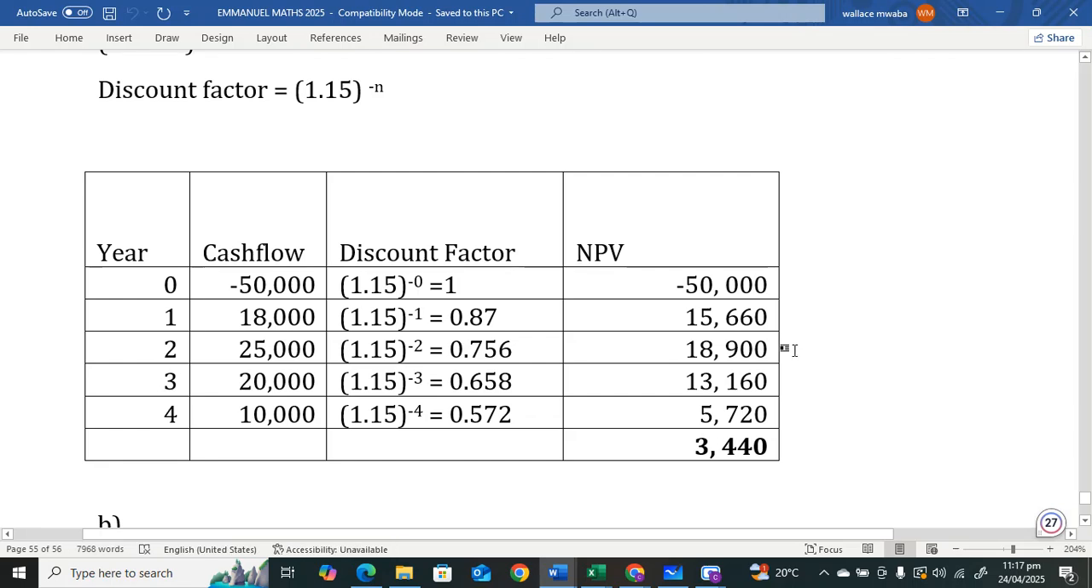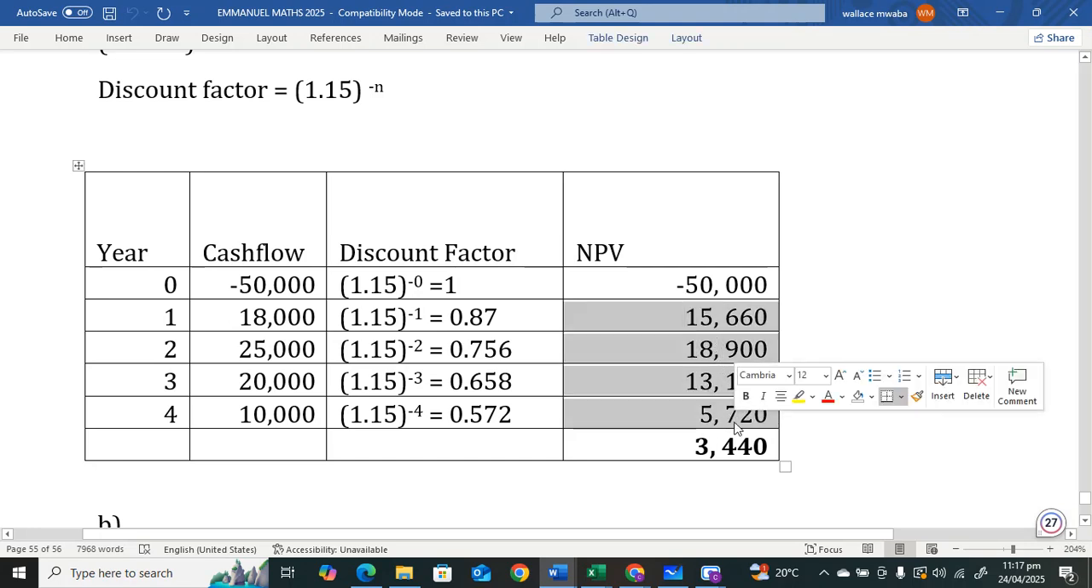So there are many ways you can do this. You can total up the inflows. You total up the inflows, you see what number you get, and compare it against the 50,000 to see if you get a positive or negative value.